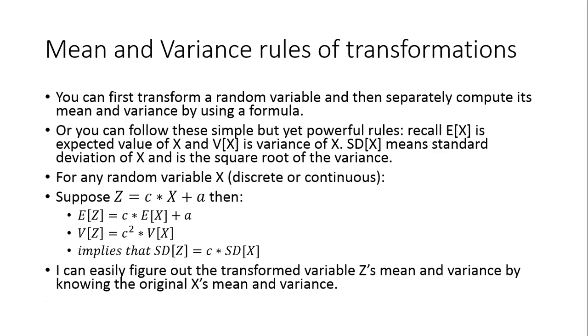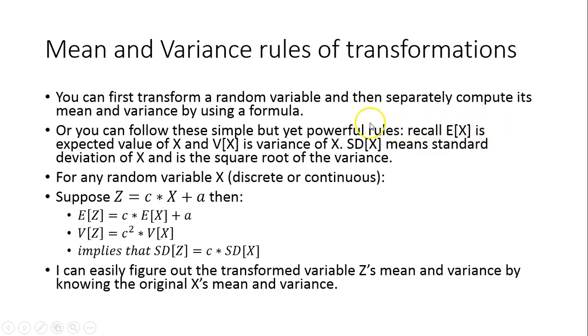And you get the formulas there. However, you don't have to do this. If you know the original distribution, the x, and you know its expected value and mean, and you know how you transformed this distribution, the transformation formula, then there are mean and variance rules that can spit out the mean and the variance of the transformed distribution. So you can follow some basic rules, but they're powerful.